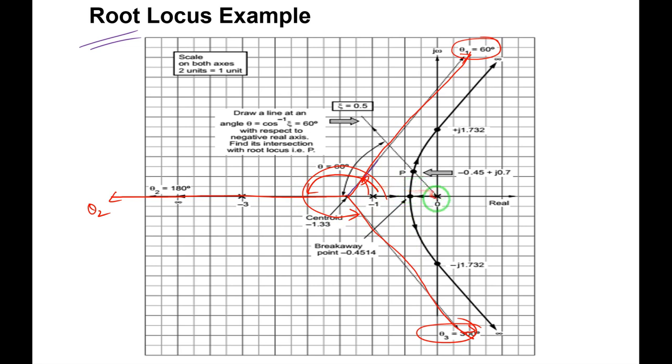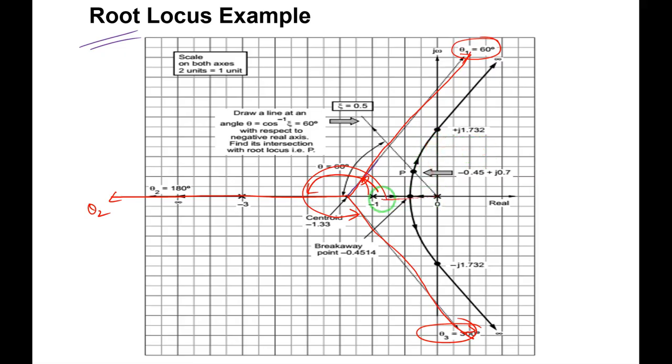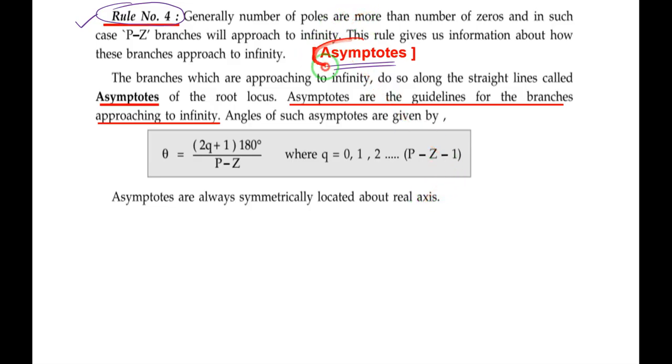This asymptote is telling this branch to move in this direction, and this asymptote is telling that branch to move in this direction, and this asymptote is telling the branch to move in this direction. So these asymptotes are nothing but the guidelines for the branches which are moving towards infinity. All these branches start from here and go towards infinity. So finally, rule number 4 speaks about asymptotes. Asymptotes are the guidelines for the branches which are moving towards infinity.